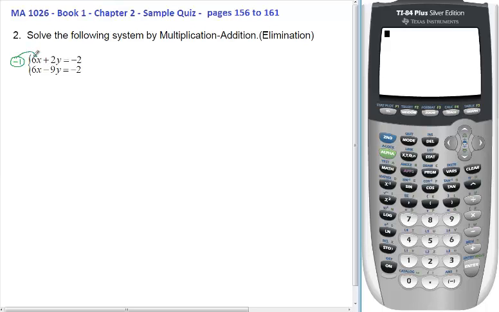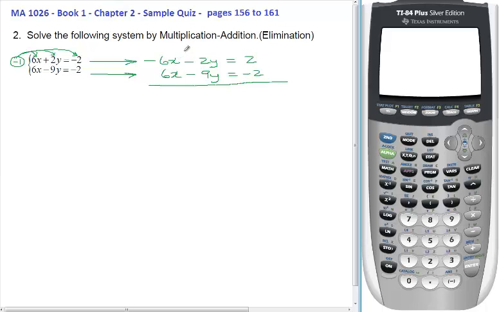Now I'm going to multiply every term by it, because if I multiply that by it, I must multiply that by it. So you multiply every term, so you're not changing the value of the equation, you're just changing how it looks. Now what does that become? It becomes negative 6x, negative 1 times positive is negative 2y, equals negative 1 times negative 2, which is positive 2. Now the bottom one I did not change at all, so I'm going to leave that as 6x minus 9y equals negative 2. Now watch what happens when I add those two equations together.